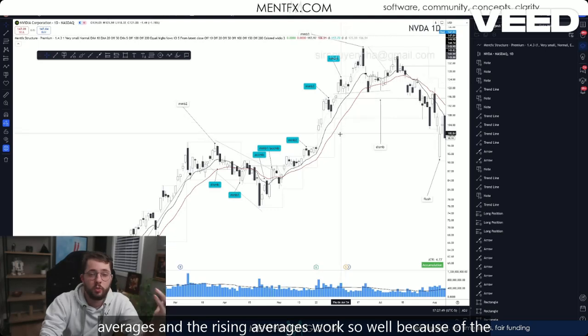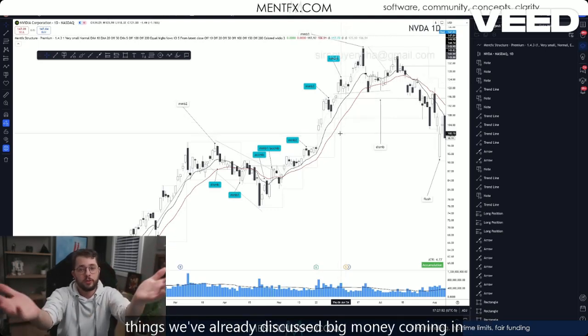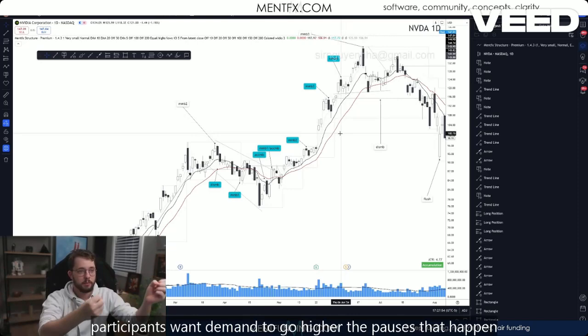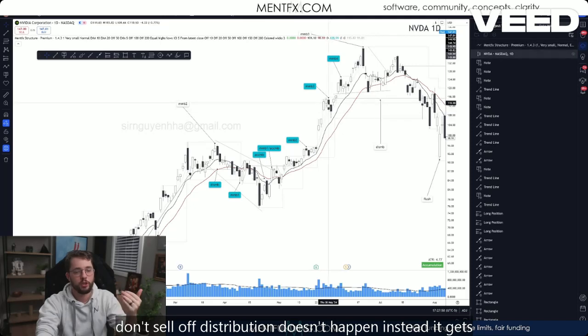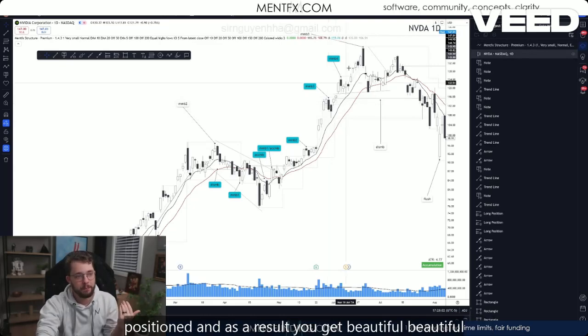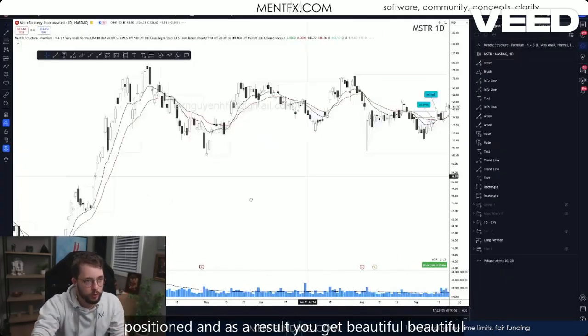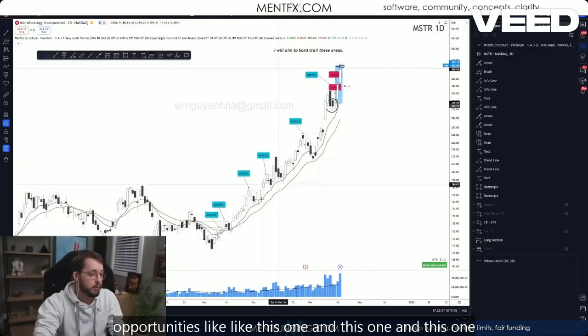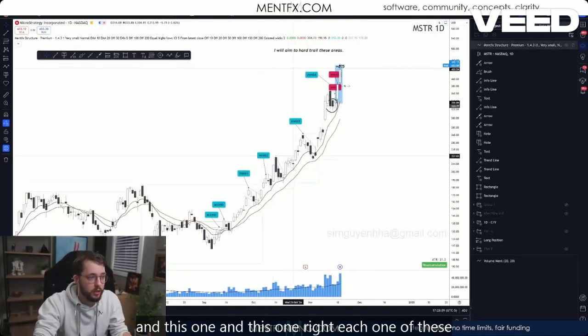And the rising averages work so well because of the things we've already discussed: big money coming in, participants want demand to go higher. The pauses that happen don't sell off. Distribution doesn't happen. Instead, it gets bought up. And those are opportunities on those lowers to get positioned. And as a result, you get beautiful, beautiful opportunities like this one and this one and this one and this one and this one, right?